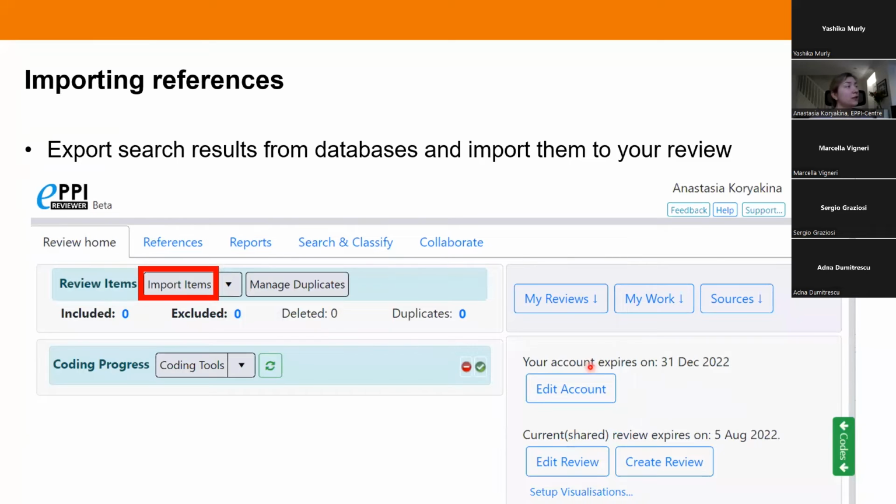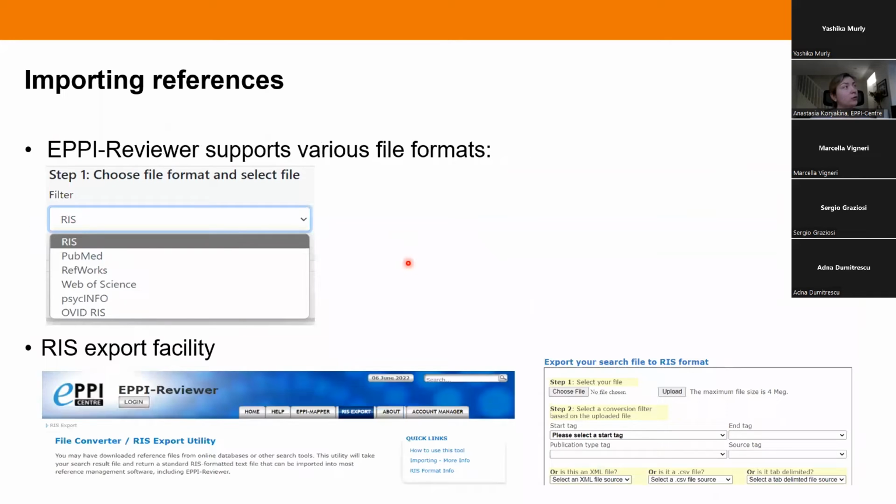Okay. And the first thing to do when you start to work in EPPI-Reviewer would be to import references to the software. So once you ran searches through databases and you identified all items that you think might be relevant for your review, for work that you are doing, you should export search results as files and import them to EPPI-Reviewer. In Review Home, you can click on this Import Items button, and this will open the form that will allow you to import the files that you have obtained from databases.